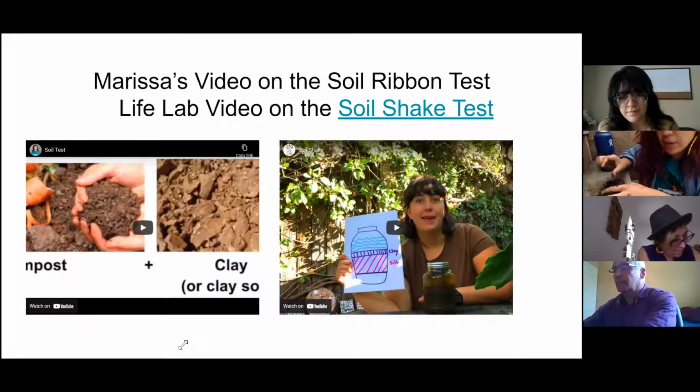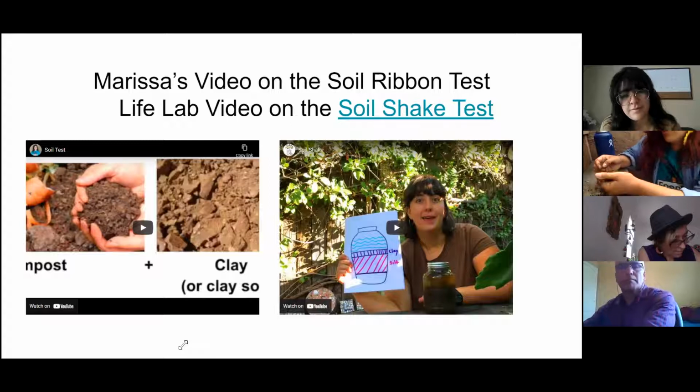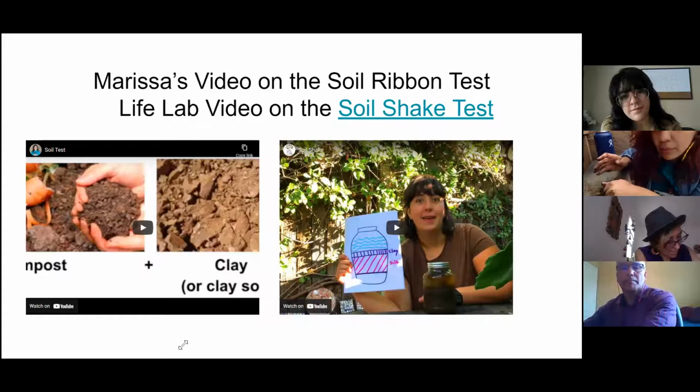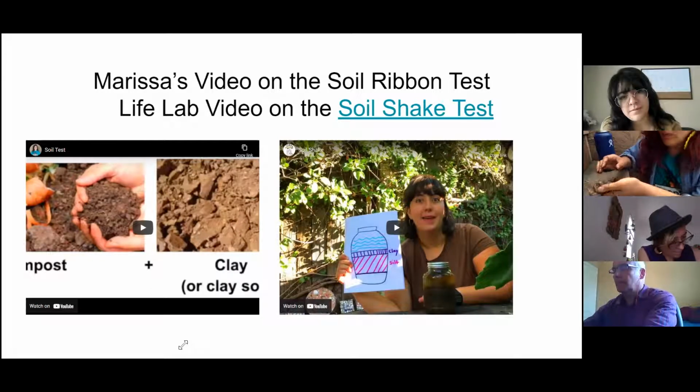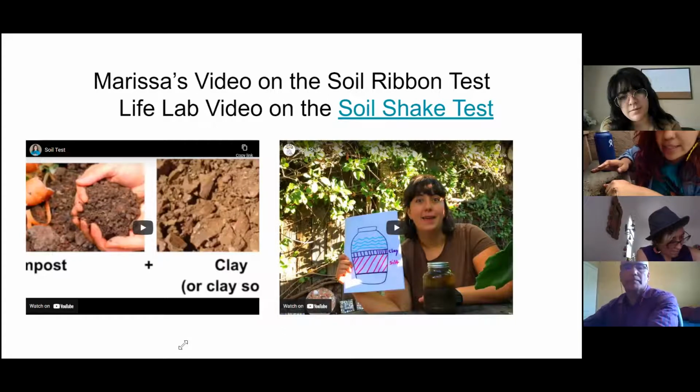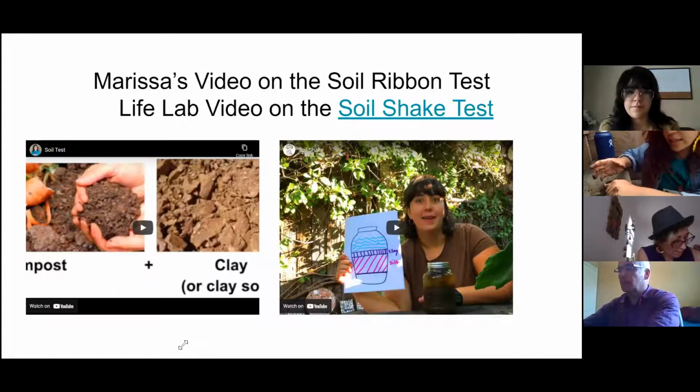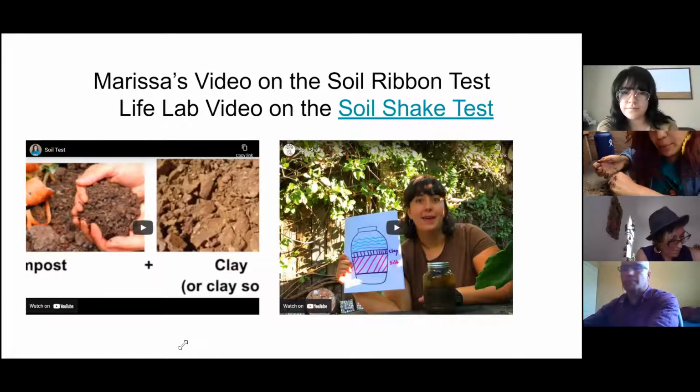And typically, if you can only make a very small ribbon, you're going to have a really sandy composition. If you can get a couple inches, you're a little bit closer to loam, that ideal ratio of sand, silt, and clay. But if you can get a really long piece, like 3 inches or so, then you probably have a lot of clay, because all that clay is just going to stick right together and not budge.